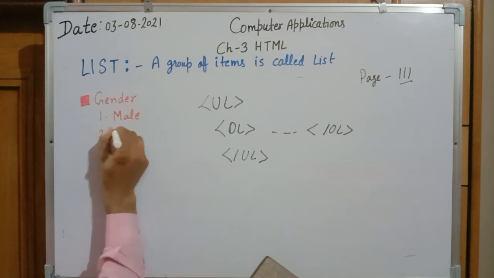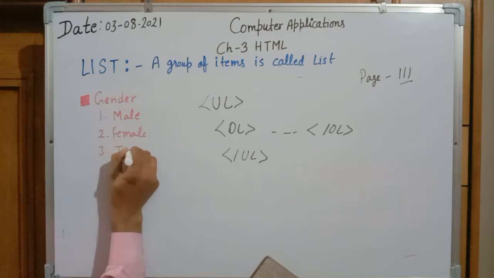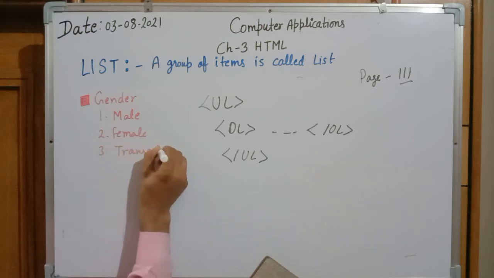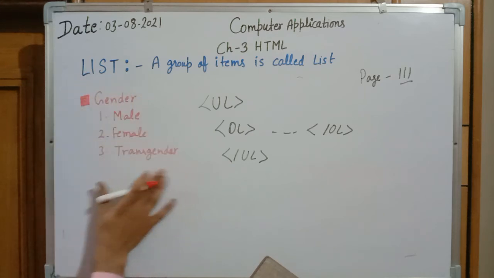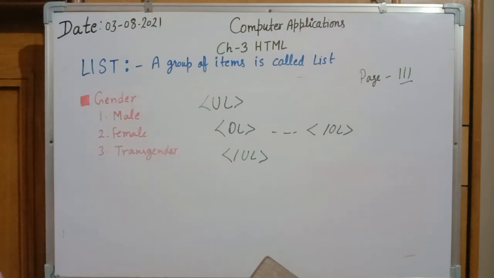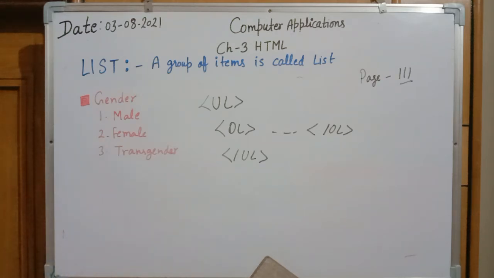It is male, female, and third is transgender. It is an unordered list. In the unordered list we have prepared the ordered list. Afterward, they have closed the ordered list and they have closed the list items. Now they have started the ordered list again, that is of type A. But before the ordered list they have started the list item, that is age.